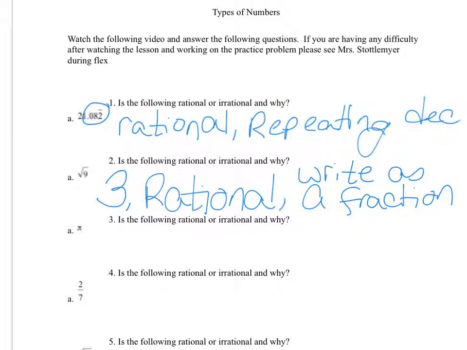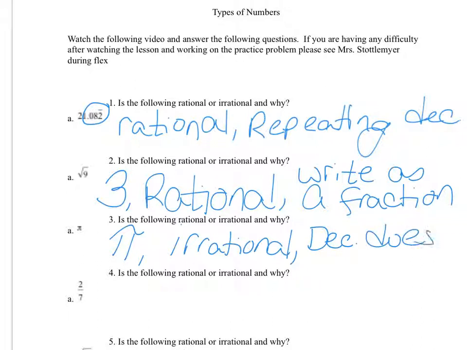Number 3, we have pi. Pi is irrational, for two reasons. You can either write that the decimal does not end or repeat. You could also just say that you cannot write pi as a fraction. That also works.